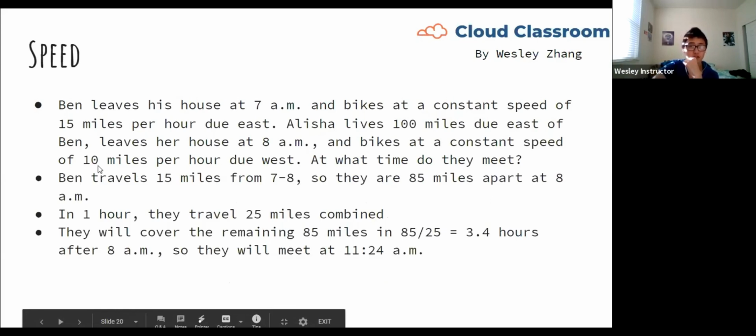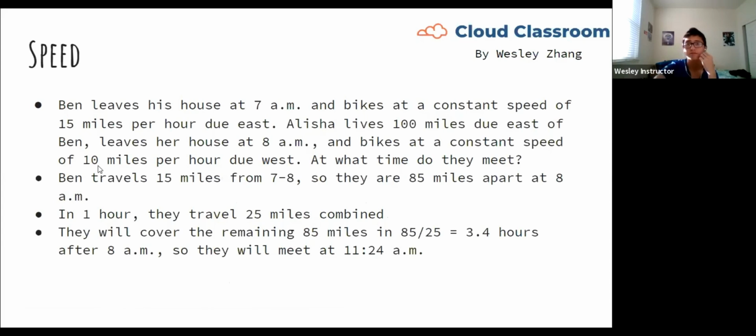Here is another solution, another method to solve it. So first bullet point, same question. So Ben travels 15 miles from 7 to 8 a.m. because it's 15 miles per hour. So at 8 a.m., they are 85 miles apart. And in 1 hour, they travel 25 miles combined because Alicia travels 10 miles per hour and Ben travels 15 miles per hour. In this case, it doesn't matter which direction.